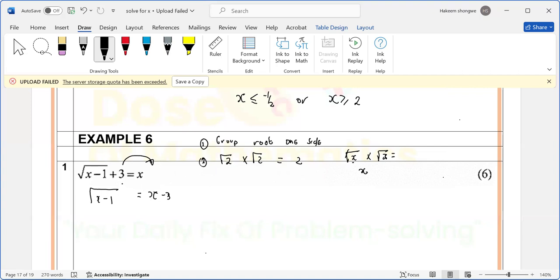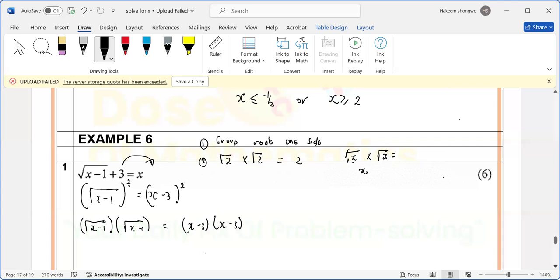What do we mean by squaring both sides? It means you are going to square this side, and then you also square this side. Remember, squaring means you are repeating the bracket 2 times. So basically, I am going to have something like this: root x minus 1 multiplied by root x minus 1. And then this side, what am I going to have? I am going to have x minus 3, and then I'm also going to have x minus 3.